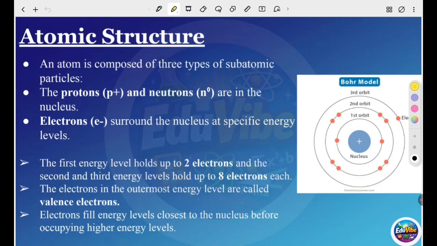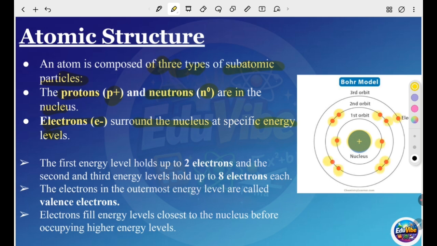We know about the atomic structure from the previous lesson, where we learned about the subatomic particles. We have three types of subatomic particles in one atom. First are the protons, which are positively charged. Second are the neutrons, which are neutrally charged, and both are in the nucleus, at the center of the atom. Electrons, which are negatively charged, surround the nucleus at specific energy levels. These red ones are the electrons on the energy levels.